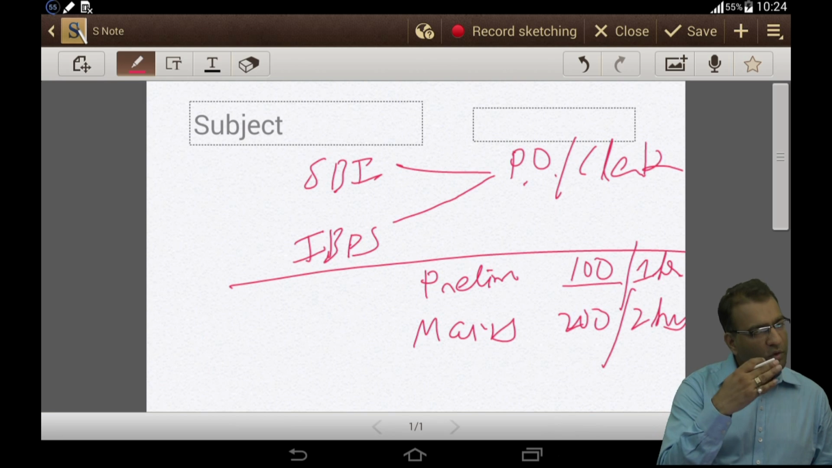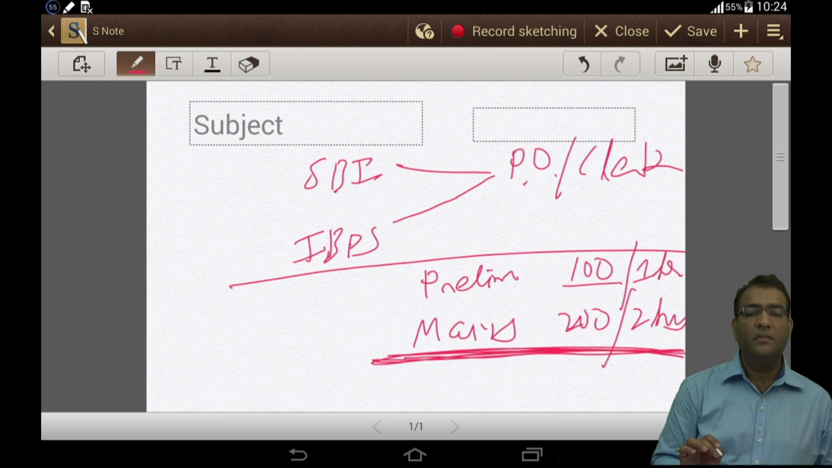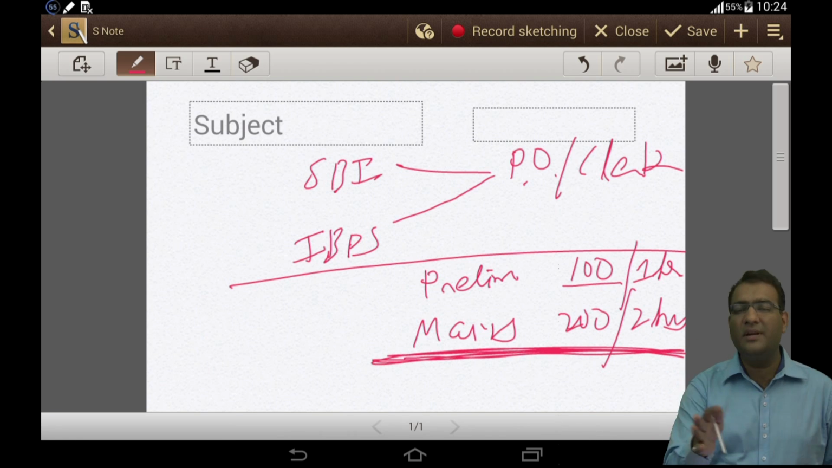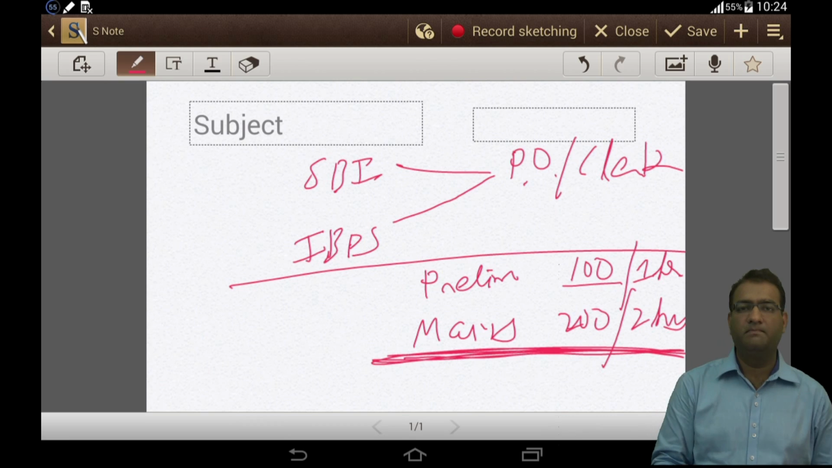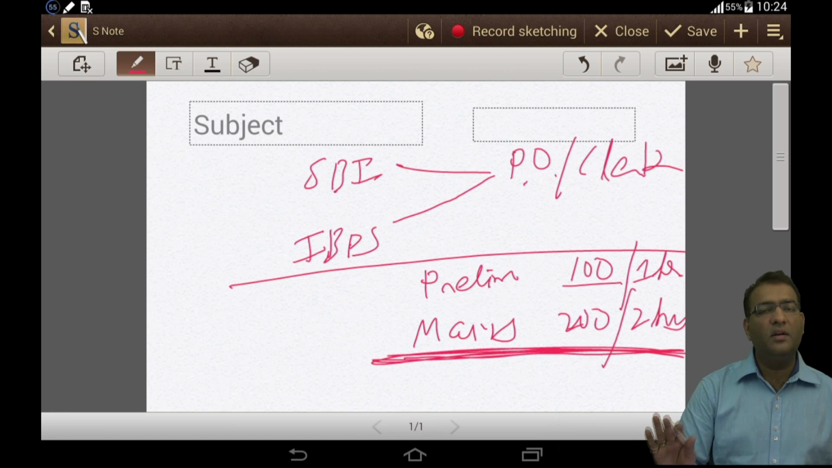Now we are not even going to bother about preliminary. We'll directly talk of mains only. We prepare you directly for mains. So the preliminary is supposed to be a cakewalk. Hope this is clear. This should be able to explain or clear a lot of your doubts.